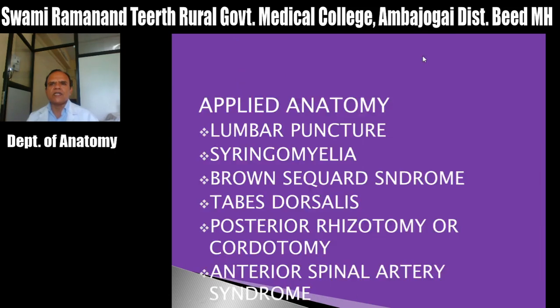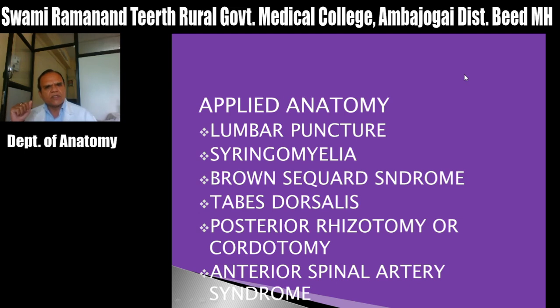Now the most important portion is the applied aspect of the spinal cord. Again we will go into detail about that, because this is the initial phase. We will see the applied aspect in detail, but here we highlight a few things. Now see lumbar puncture. Where is it done? In adults, it is in between L2 and L3. In that segment you can do the lumbar puncture.